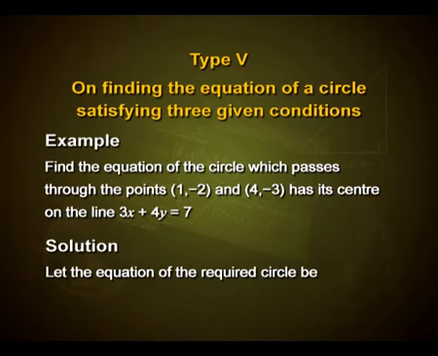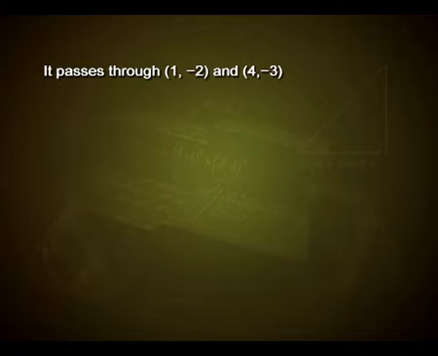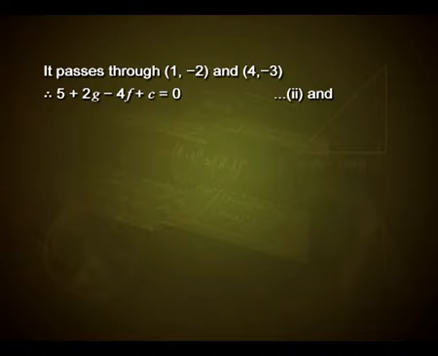Now, let us look into the solution of this example. Let the equation of the required circle be x² + y² + 2gx + 2fy + c = 0, be our equation number 1. It passes through the points (1, −2) and (4, −3). Therefore, 5 + 2g − 4f + c = 0 becomes our second equation, and 25 + 8g − 6f + c = 0 is our third equation.